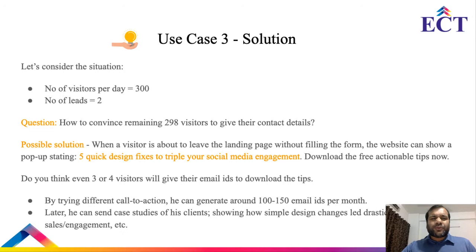Now out of 298 people, some would definitely be interested, thinking, okay fine, let me see just 5 quick design fixes and I can increase my social media engagement by thrice, 3 times. Let's get that. So even 3 or 4 visitors will give their email IDs to download the tips on a daily basis. On a monthly basis, he can get around 150 to 200, and in fact, even more than that because the ebook will interest a lot of people.